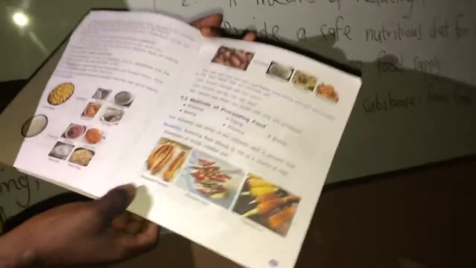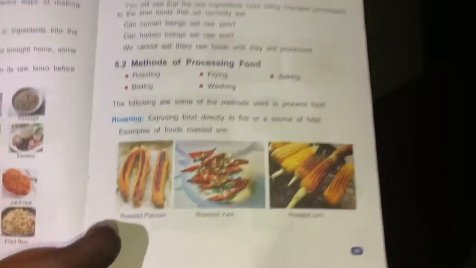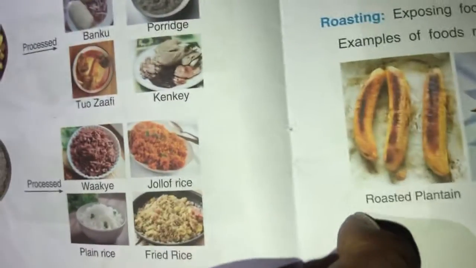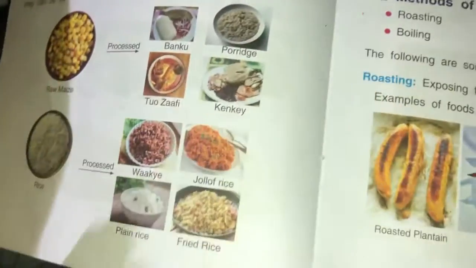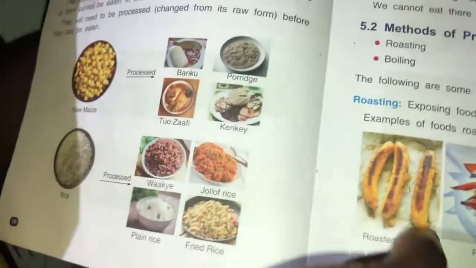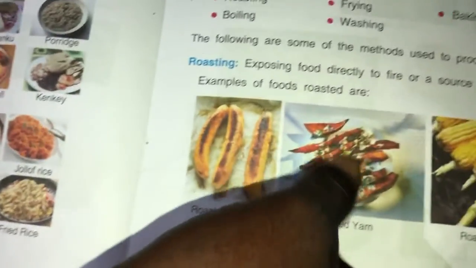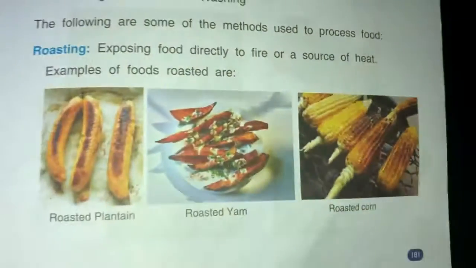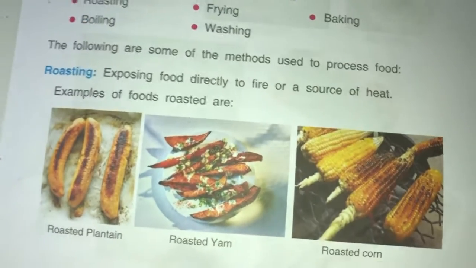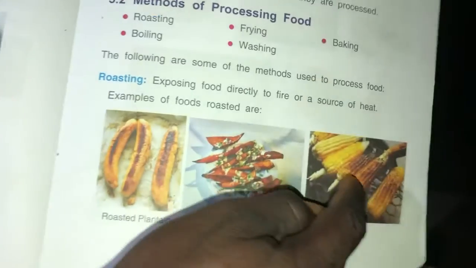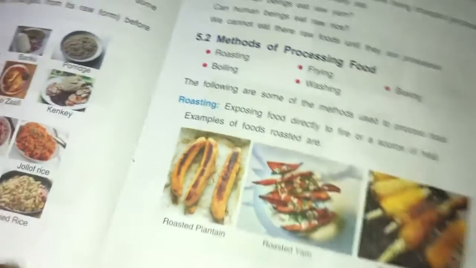What is happening to this plantain? Roasted plantain. If the plantain is not roasted like this, you can't eat it. This roasted yam. I love this. I'll eat it myself. Look at the roasted maize. Have you seen maize before? This is roasted maize. He is roasting the maize.